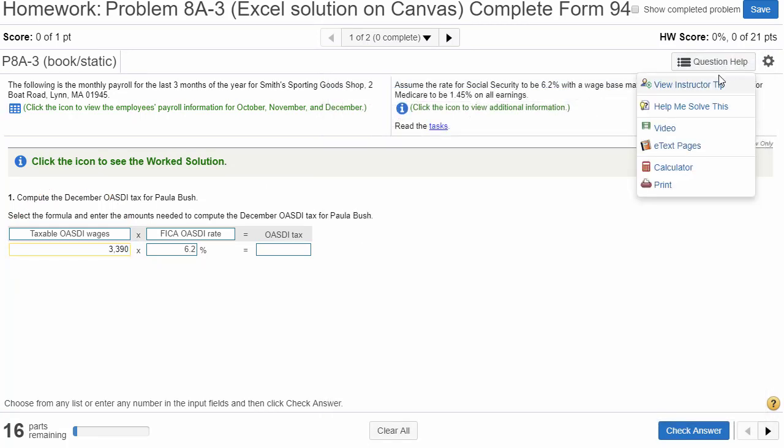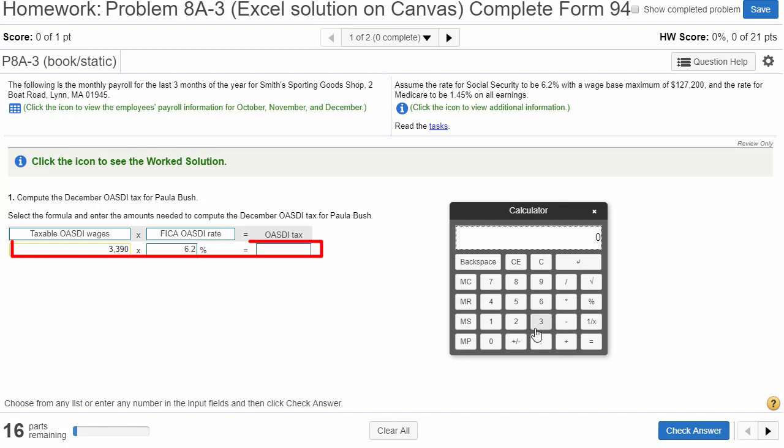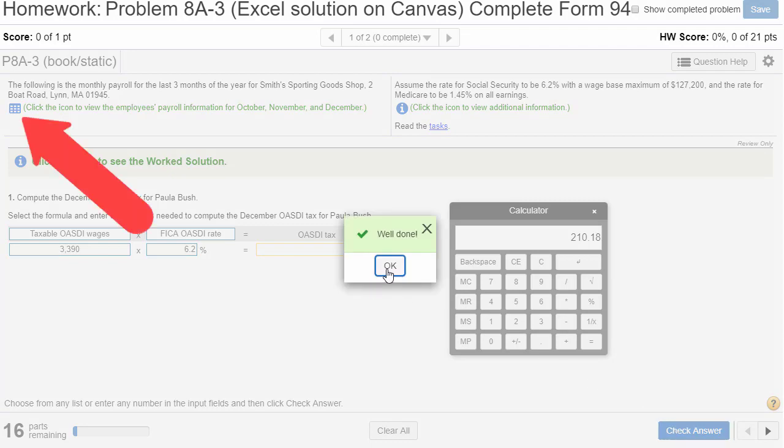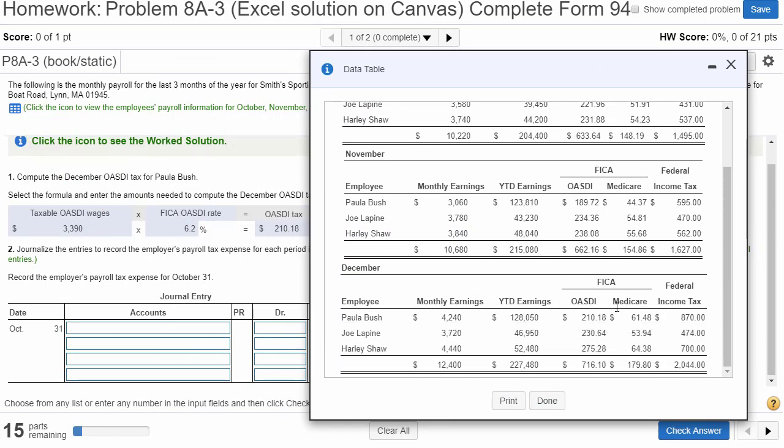So now we need to do the math. $3,390 times 0.062 gives us $210.18. Well done. So there is a way you can check your work. Down here, the OASDI tax has already been calculated, 210.18. So we double checked our answer is correct.